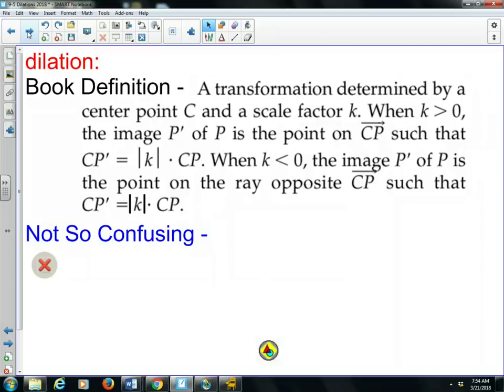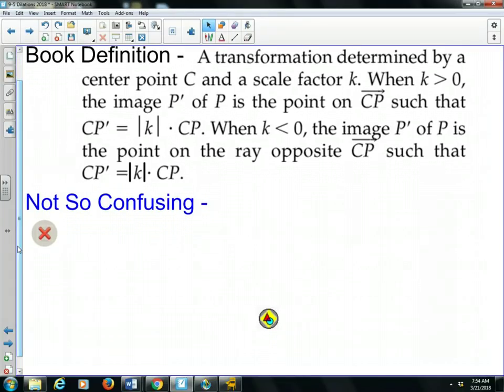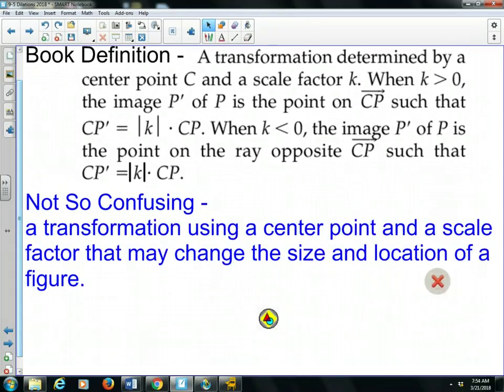Here's the not so confusing definition, putting it more in layman's terms, more in terms that we can understand. A dilation is a transformation. It's using a center point and a scale factor that may change the size and the location of a figure. So a dilation is where we have that center point. The scale factor is what we multiply by to make a figure larger, smaller, or it could remain the same size. And I'll show you that right now.